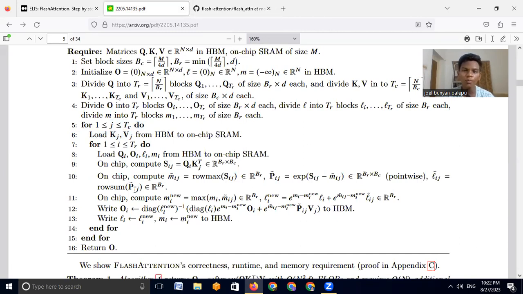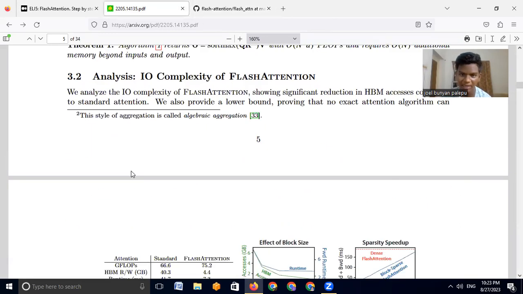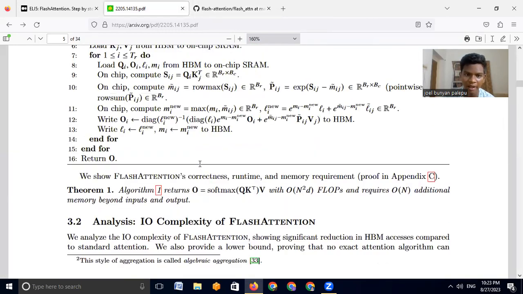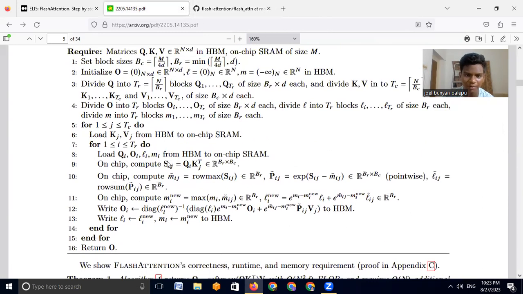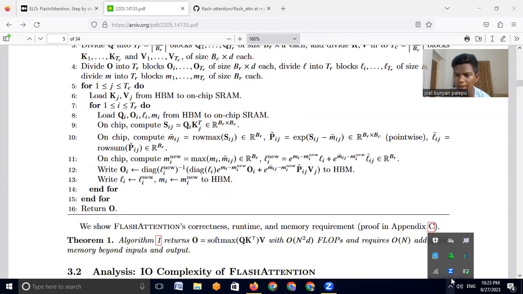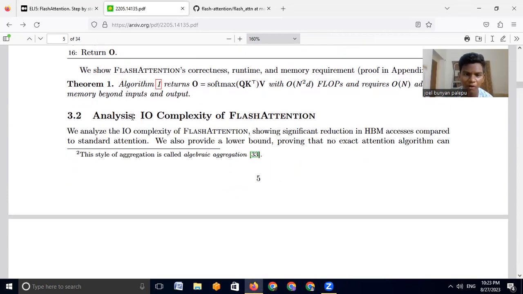So we're going to perform all these operations on chip in SRAM, and we are going to use SRAM as much as possible and decrease the use of HBM. That is essentially it. We'll do the Q and K vectors multiplication. We have V here somewhere. Yeah, so we are going to perform all these operations.